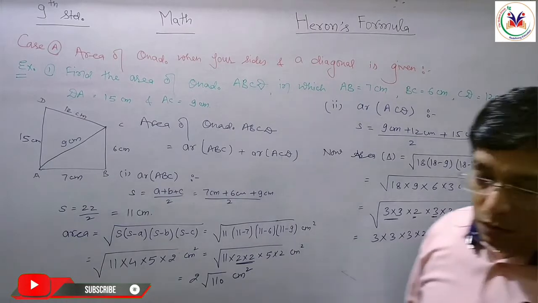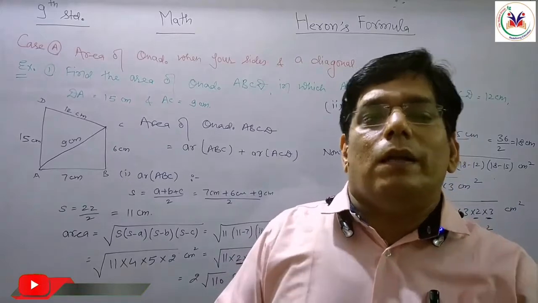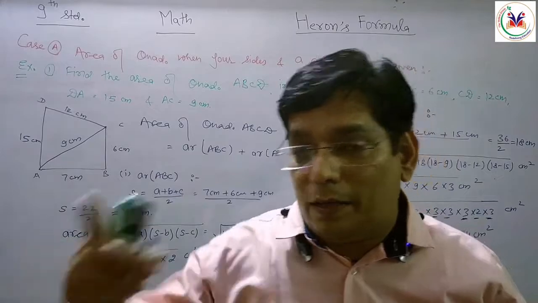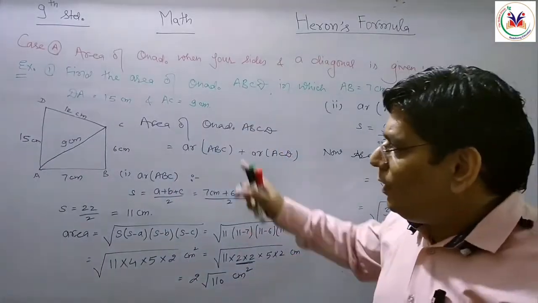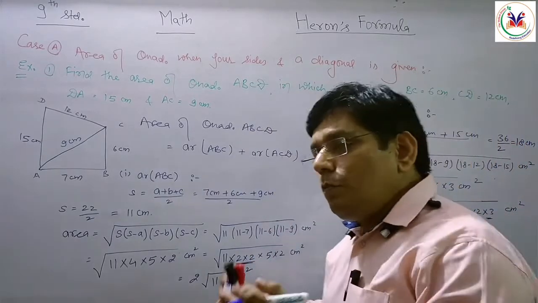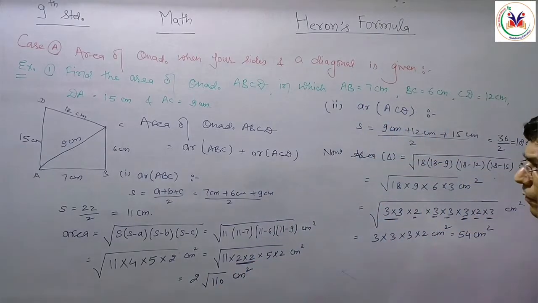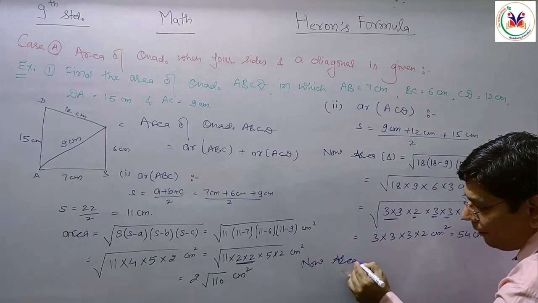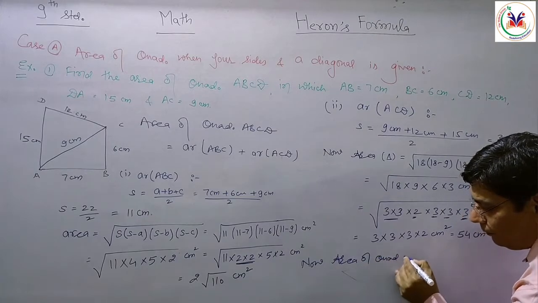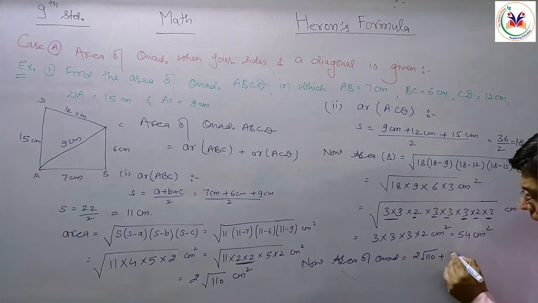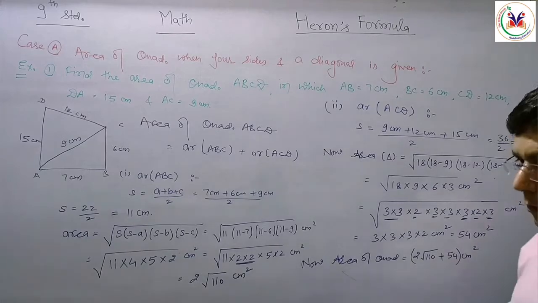So now what we did, we just separated a quadrilateral into different triangles, because the four sides of the quadrilateral and one diagonal are given, and after calculating both the areas of the triangles separately, now we should add them to calculate the area of the quadrilateral. Now area of quadrilateral, 2 into root 110 plus 54 centimeter square. That will be the area of quadrilateral.